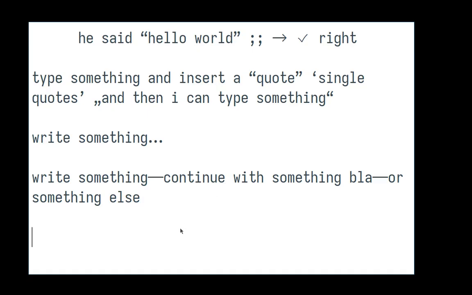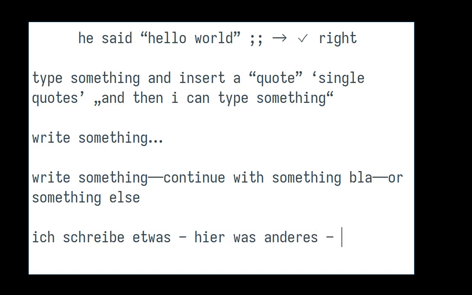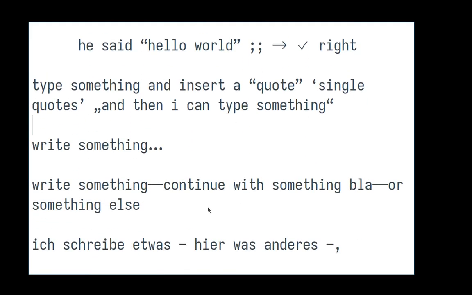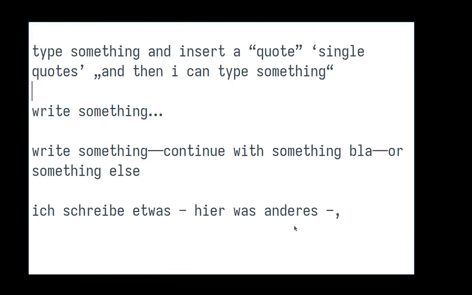And for example, in the German language, you use an en dash to do the same thing. And in German, you also have spaces around that. So, for example, ich schreibe etwas, so I write something, and then I want to insert something, here's something else. And so on and so forth. So, yeah. All right. And again, you can do this pretty easily and comfortably with typopunkt, which is great.